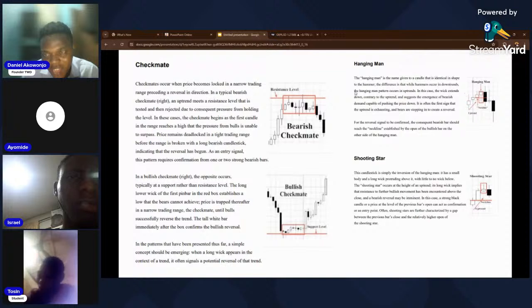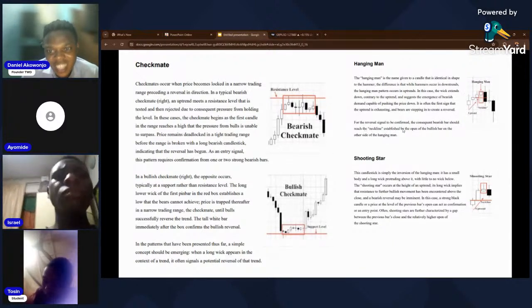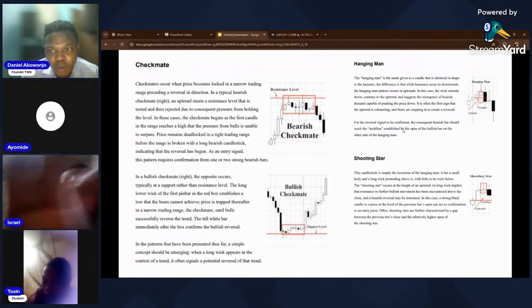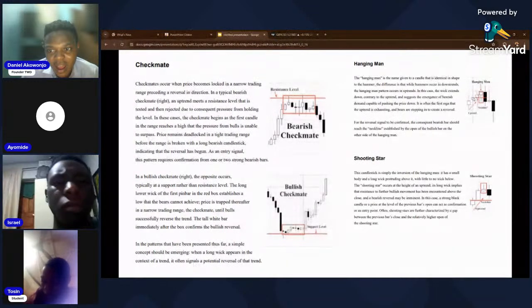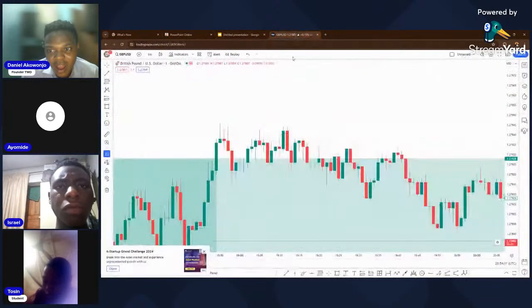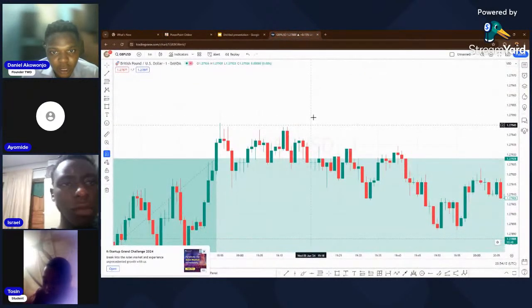Let me go over that again. Once you see a hanging man, the next candlestick that is going to be formed must be longer. The body must be longer than the previous candlestick that was formed before the hanging man. That's what this means: for the reversal signal to be confirmed, the subsequent bearish bar should reach the neckline established by the open bullish bar on the other side of the hanging man. Do you see that? So let's look for a scenario where it happened.